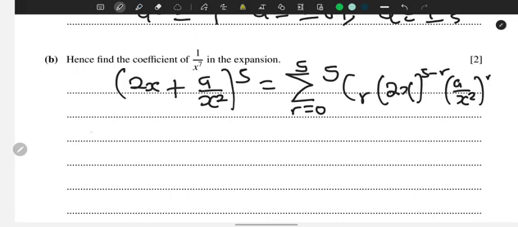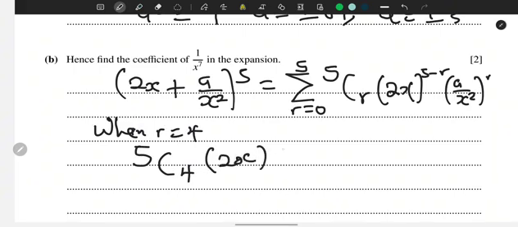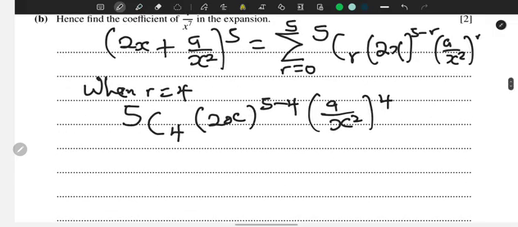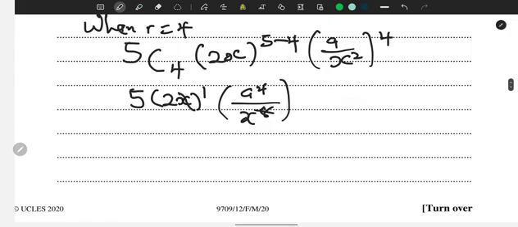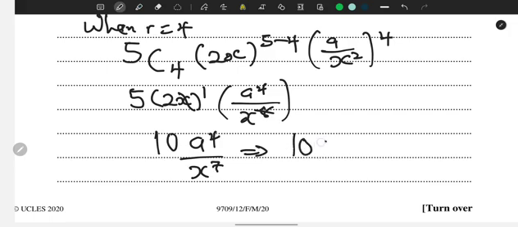So when r equals 4, you have 5 combination 4, then 2x raised to the power of 5 minus 4, then a over x squared all to the power of 4. And 5 combination 4 would definitely give you 5, then 2x to the power of 1, and this is a to the power of 4 over x to the power of 8. Then one of the x cancels, so you're left with 10a to the power of 4 over x to the power of 7, and this can be written as 10a raised to the power of 4 times 1 over x to the power of 7.